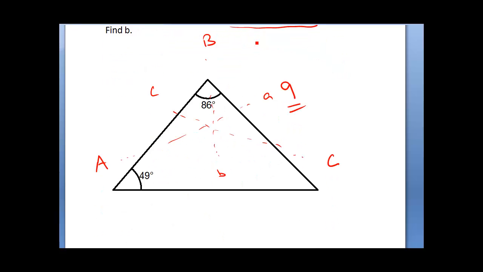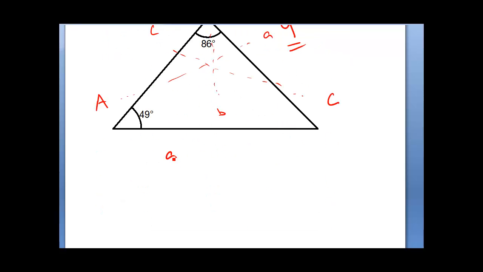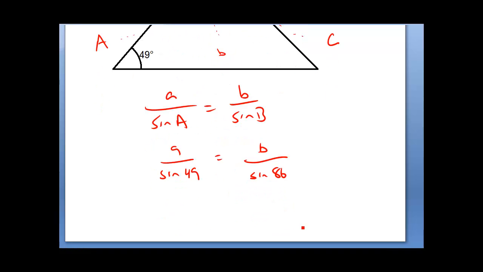So I'm going to go down and write my formula. So a over sine A equals b over sine B. So little a over sine big A, and it makes a difference with the capitals and the small letters, equals little b over sine big B. Okay? So then I substitute everything I can. Little a is 9, sine capital A is 49 degrees, equals little b, we don't know, over sine big B, which is 86 degrees. And I want little b on its own, so I'm going to multiply both sides by sine 86.